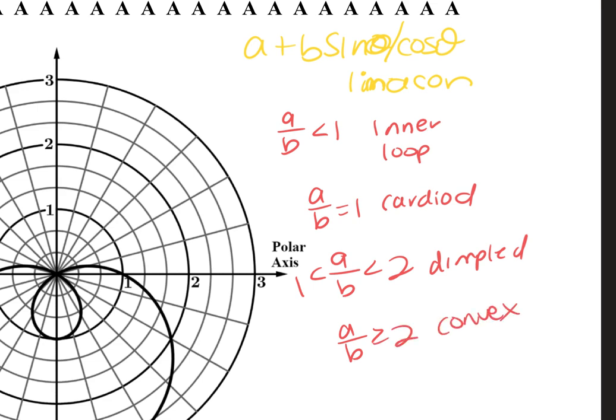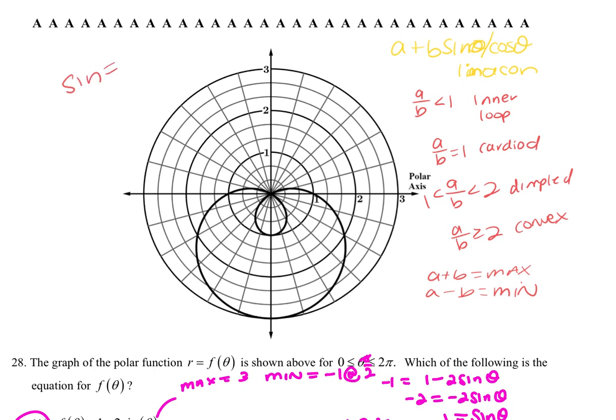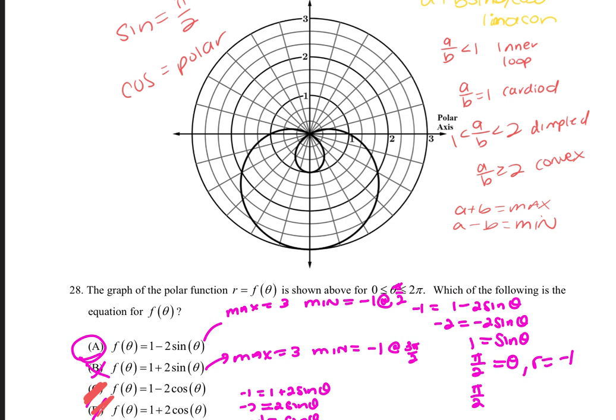That's a flat one. So then I would do a plus b is your max, and a minus b is your min, and then I would set them equal and see which one it is. You also want to know that sine is symmetric to the pi over 2 line or the y-axis, and cosine is symmetric to the polar axis or the x-axis. So as soon as you look at this one, you know it's sine because it's symmetric to the pi over 2. That rules out C and D. And then in each of those cases, the max and the min are the same. Your max is out here, which is at 3. Your min is here, which is at 1. But that doesn't help you narrow it down because those are also the same.